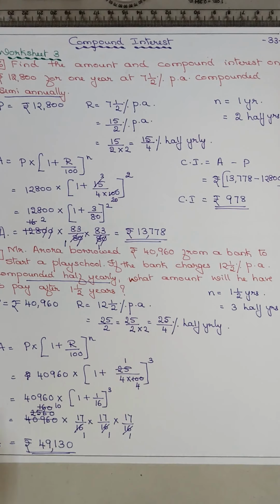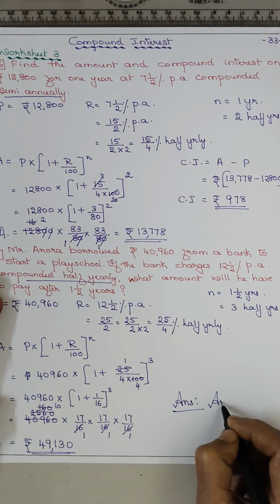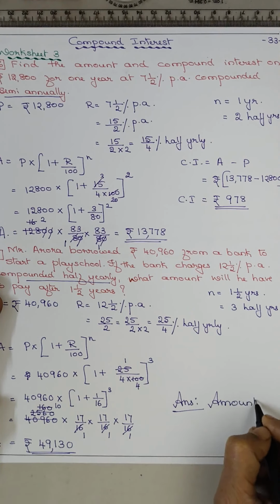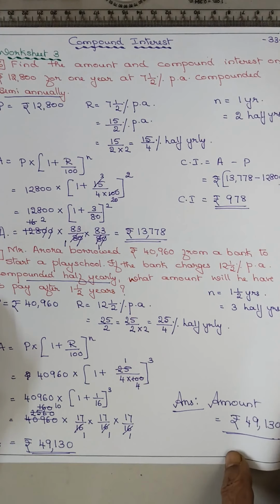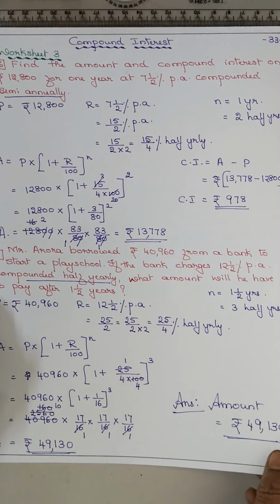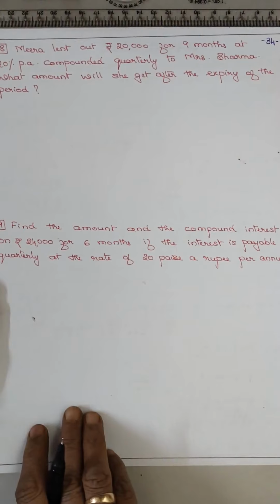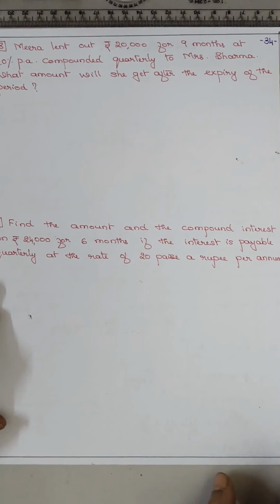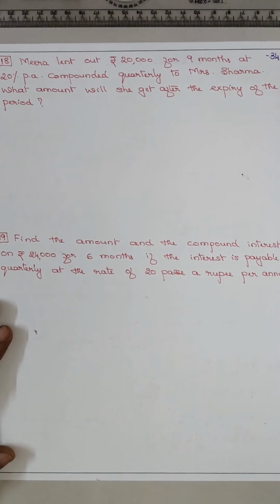49,130. That is the amount. Answer: amount is equal to rupees 49,130. That was question number 17. Now you are finding these sums easy, isn't it? Semi-annually, quarterly. Okay, question number 18.